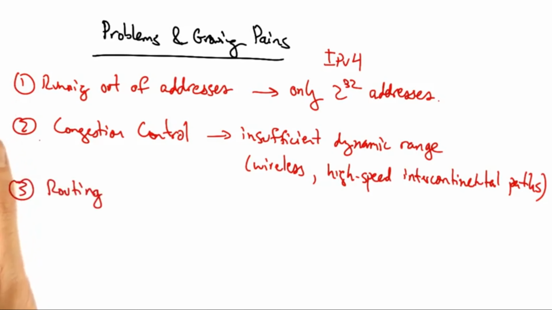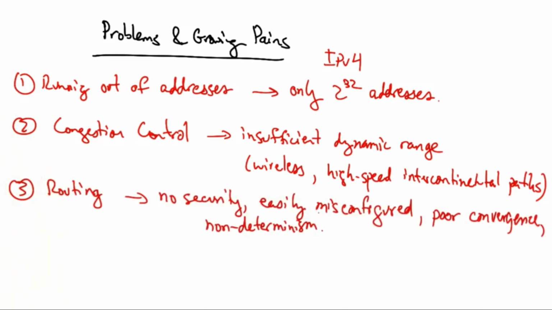A third major problem is routing. Routing is the process by which nodes on the Internet discover paths to take to reach another destination. Today's interdomain routing protocol, BGP, suffers a number of ills, including a lack of security, ease of misconfiguration, poor convergence, and non-determinism. But it sort of works, and it's the most critical piece of the Internet infrastructure in some sense because it's the glue that holds all of the Internet service providers together.